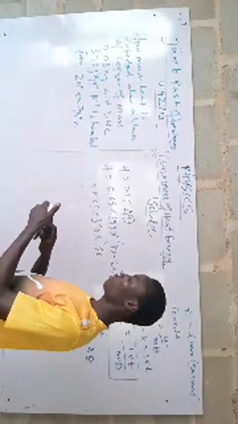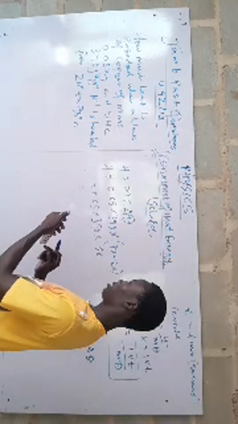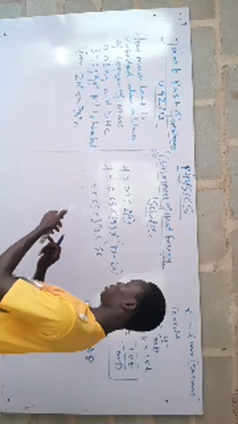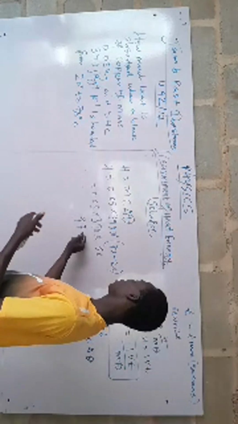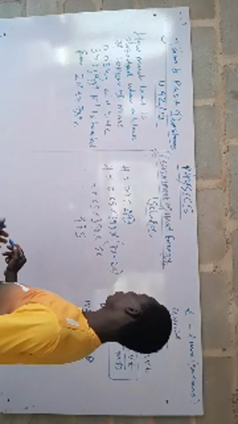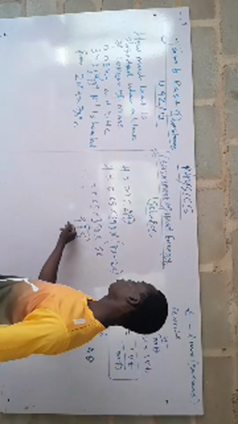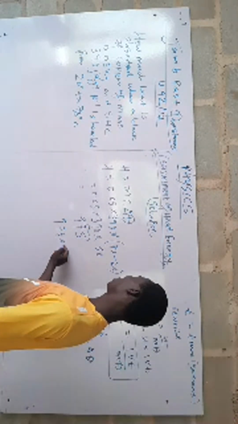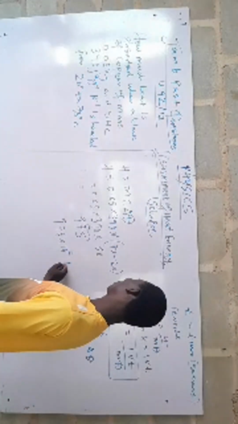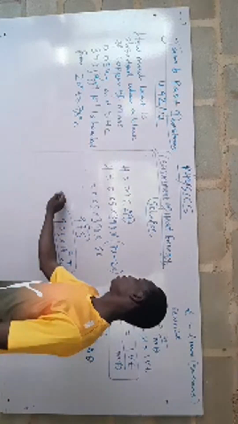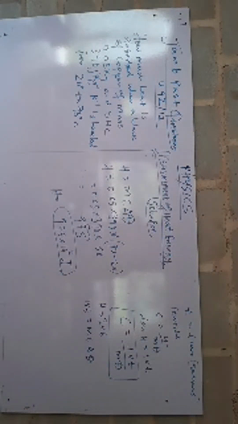Multiply everything we have here: 0.05 times 390 times 50 gives 975. So 975 is 9.75 times 10 raised to power 2. Take note of that. 9.75 times 10 raised to power 2 joules of heat is needed. That is what the question asks you to do.